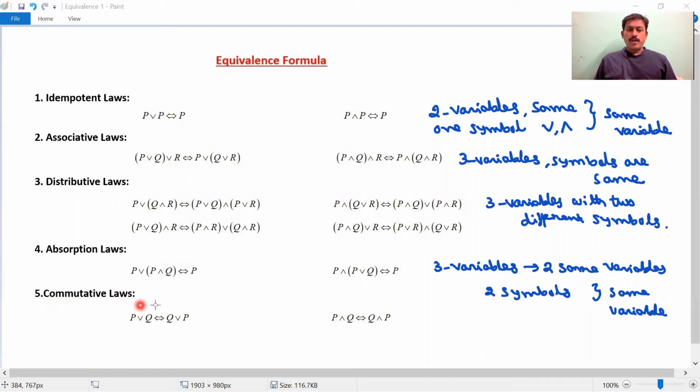Next law is commutative law. P or Q equivalent to Q or P. Dual of this is P and Q equivalent to Q and P. We can reverse the given variables. Both will give the same result. This way we can remember this commutative law.